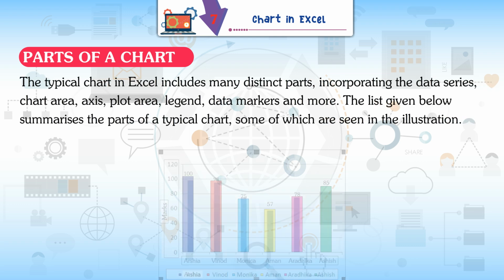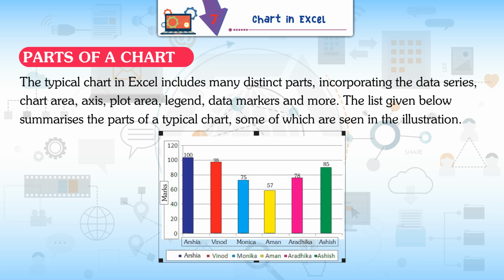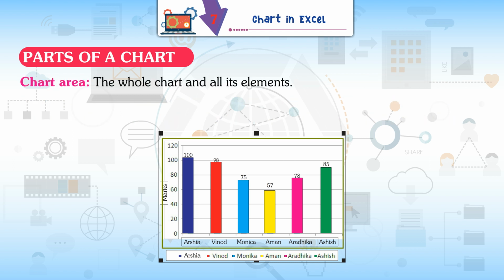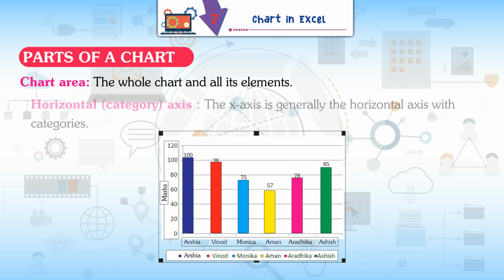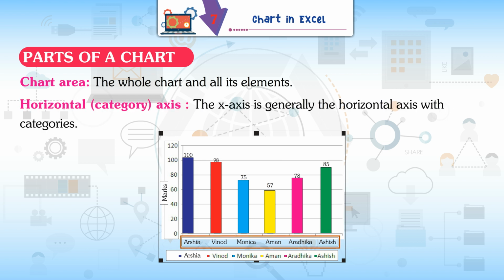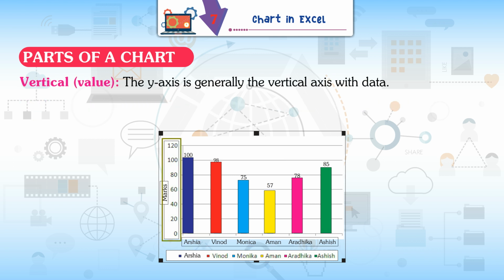Parts of a chart. The typical chart in Excel includes many distinct parts, incorporating the data series, chart area, axis, plot area, legend, data markers, and more. The list given below summarizes the parts of a typical chart, some of which are seen in the illustration. Chart area. The whole chart and all its elements. Horizontal category axis. The x-axis is generally the horizontal axis with categories. Vertical value axis. The y-axis is generally the vertical axis with data.